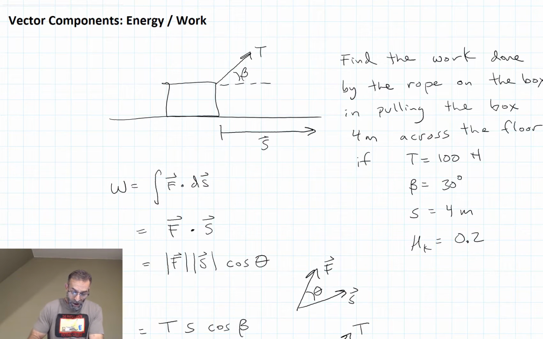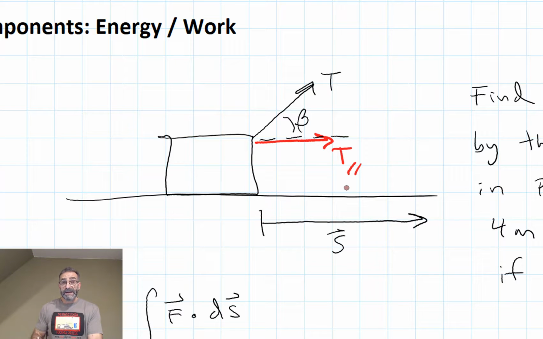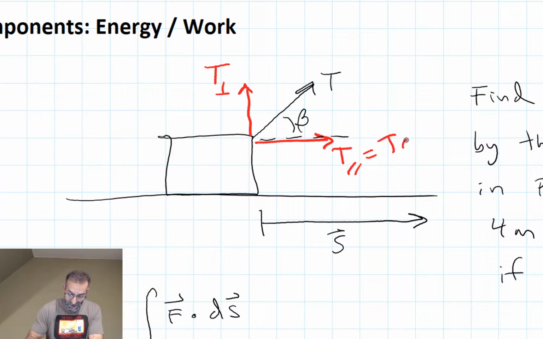So if we look at our problem, we can break up this tension into a component that's in this direction. I'll call that T parallel to the direction of the displacement, and a component perpendicular to the direction of the displacement. The parallel component I know is going to be T times the cosine of beta. And the perpendicular component will be T sine beta.